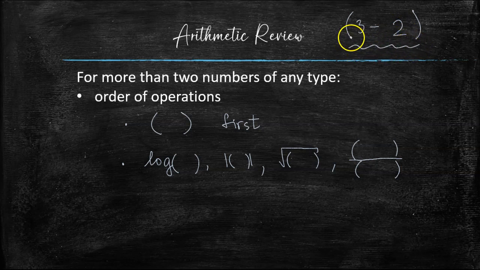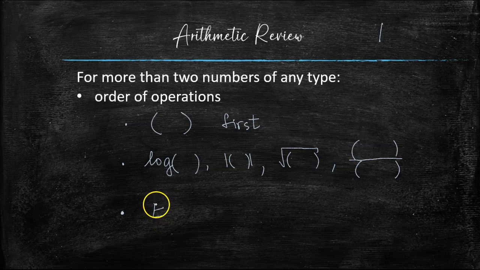Now you compute what's inside of this parenthesis, it's going to be 1. So now I'm going to wipe out this whole thing and replace it with 1. And finally, once you get rid of all the parentheses, once you perform all these logs, absolute value, radicals, and long division bars, now we rely on the PEMDAS rule, I guess.